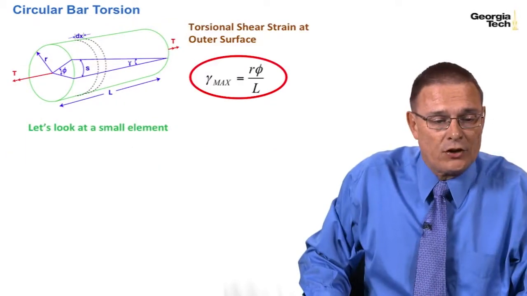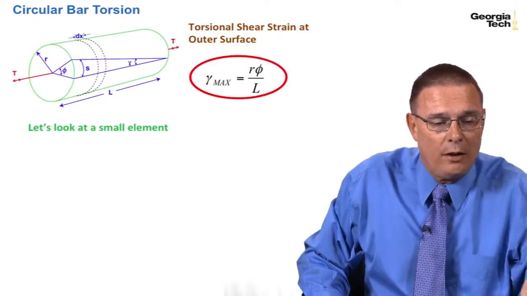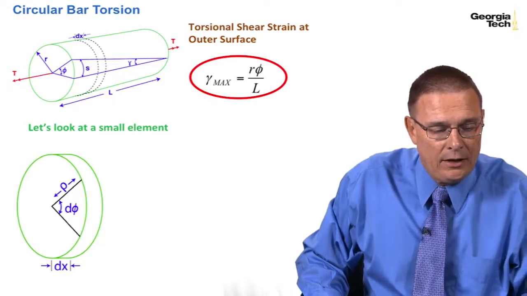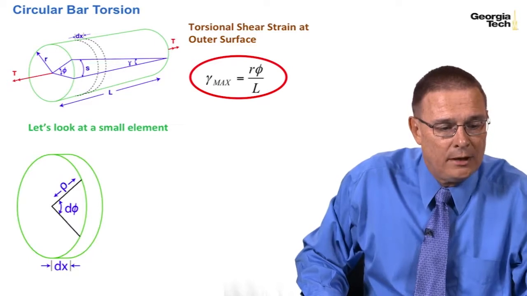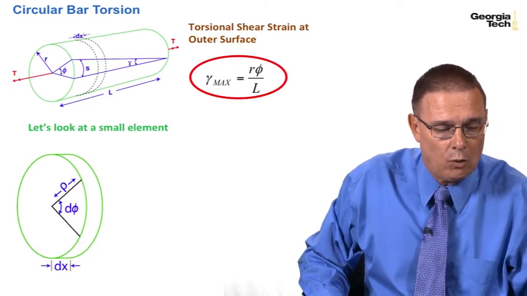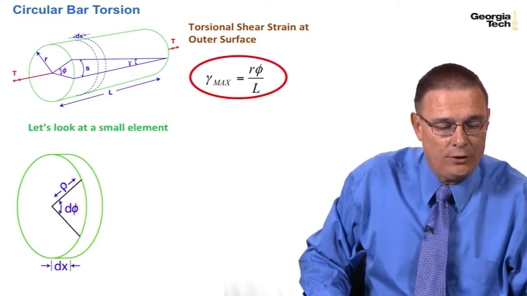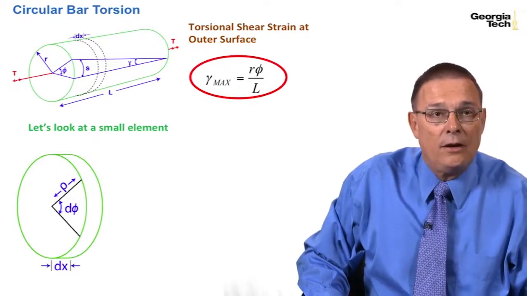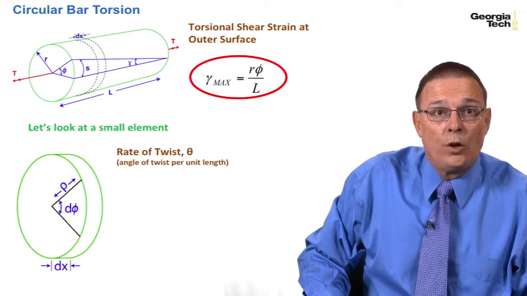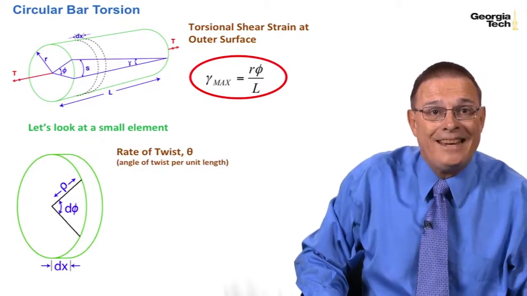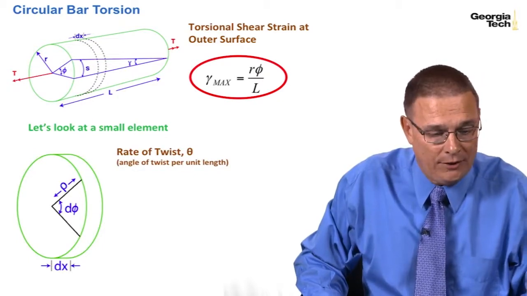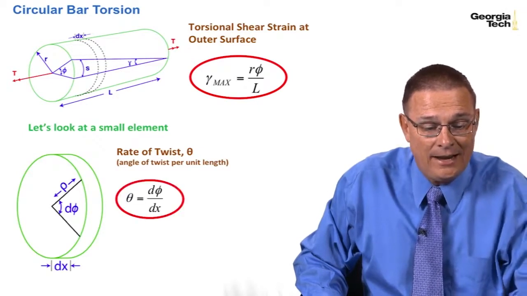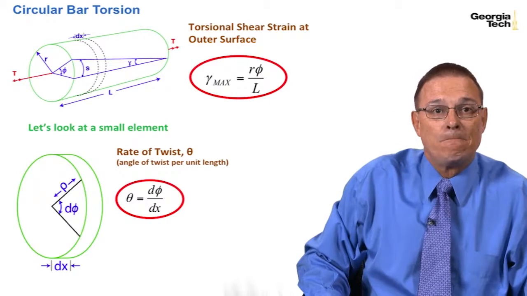So now let's look at a small element. We're going to slice out a small element of my bar undergoing torsion. And it's not going to have the full radius r. It's going to be less than that. It's going to have a radius which we're going to call rho. It's going to have an angle d phi, and it's going to have a length dx. And we're going to define the rate of twist as the angle of twist per unit length, d phi per unit length dx, given the symbol theta.